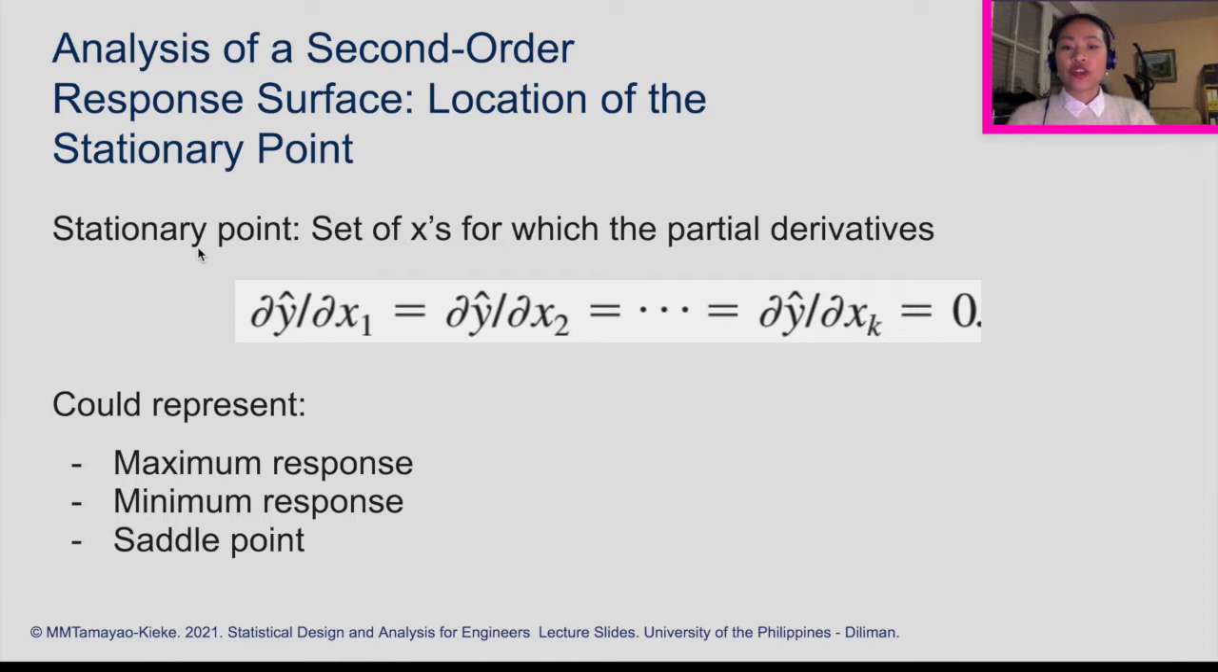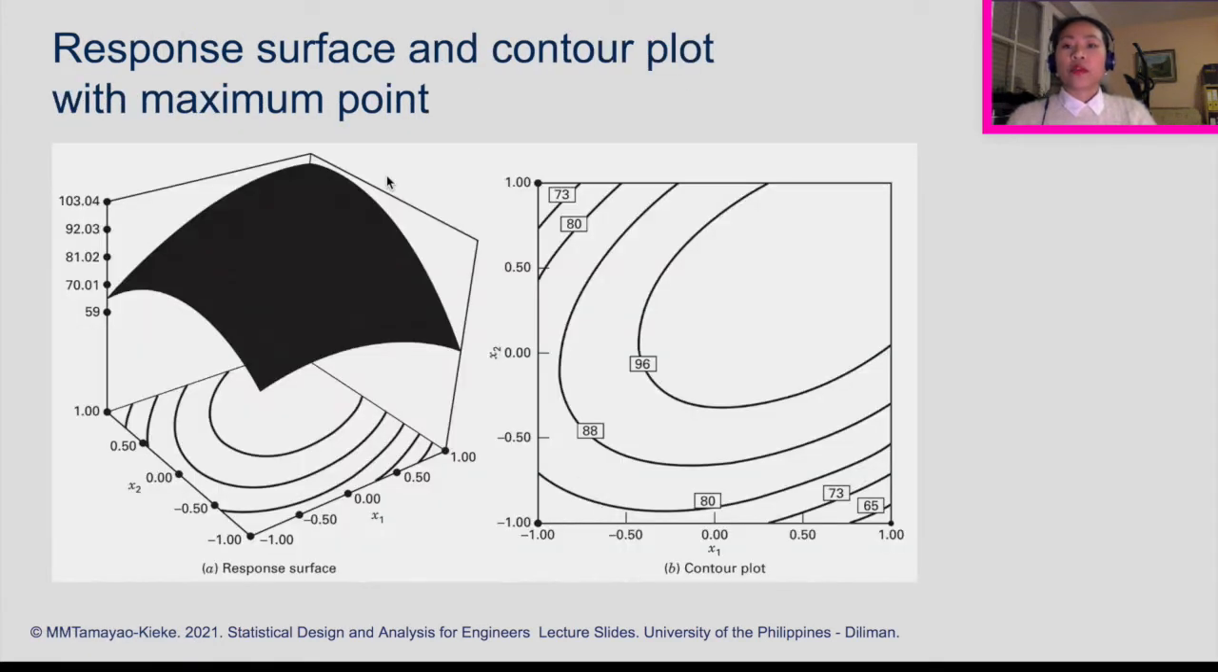So this stationary point could represent one of three things. It could be a point of maximum response, a point of minimum response, or a saddle point, or what you call the minimax. Okay, so this is how a response surface with a point of maximum response looks like. Okay, and this is the corresponding contour plot. So as you can see, as you move towards the center, the response increases.